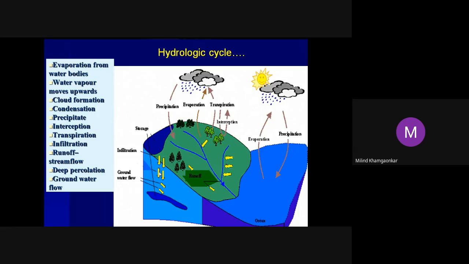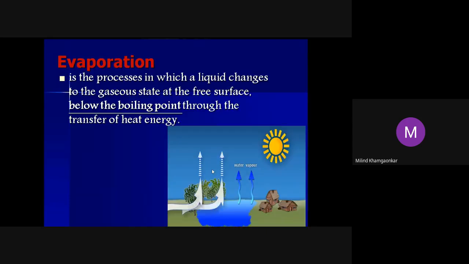And some water, due to gravitational force, percolates further and reaches the groundwater table or the groundwater reservoir, which we call the aquifer. That is called groundwater flow. So this much we have discussed in our first unit. One component of the hydrologic cycle is evaporation. We have discussed the precipitation and the infiltration up till now, and now we'll be discussing evaporation.